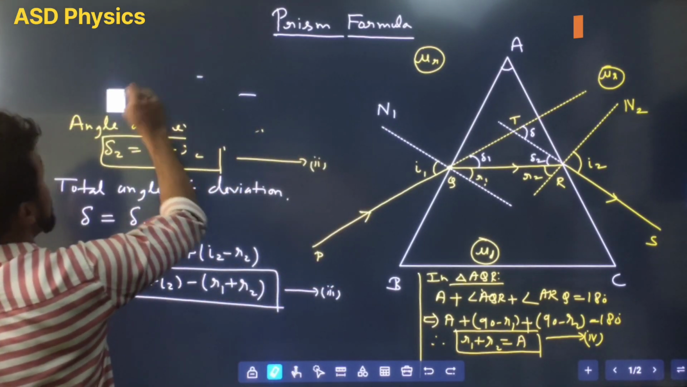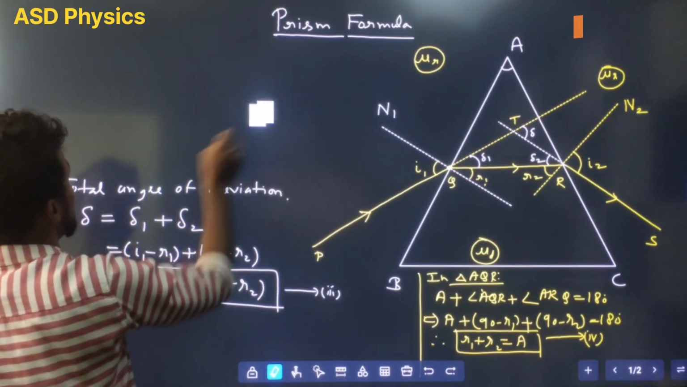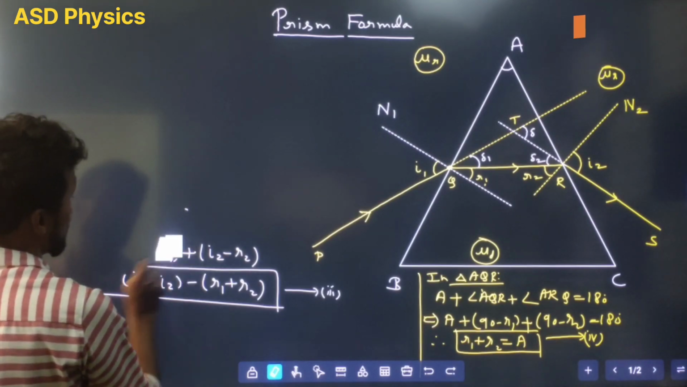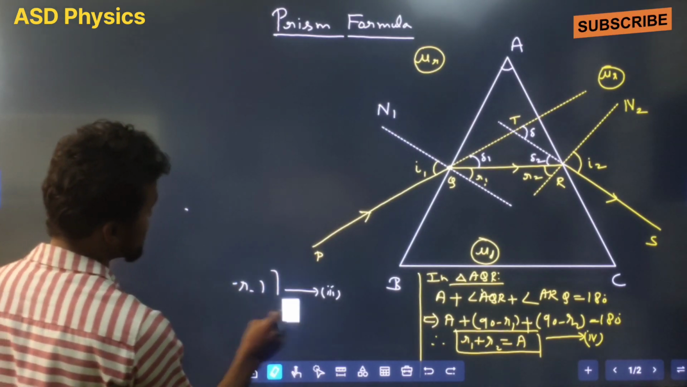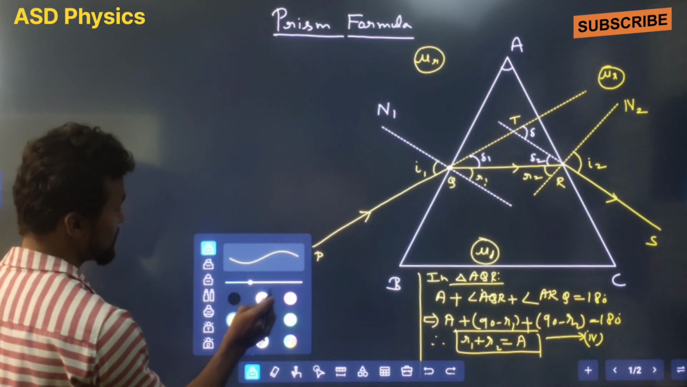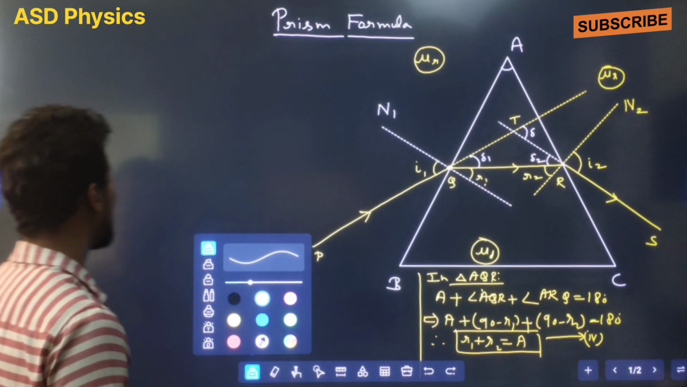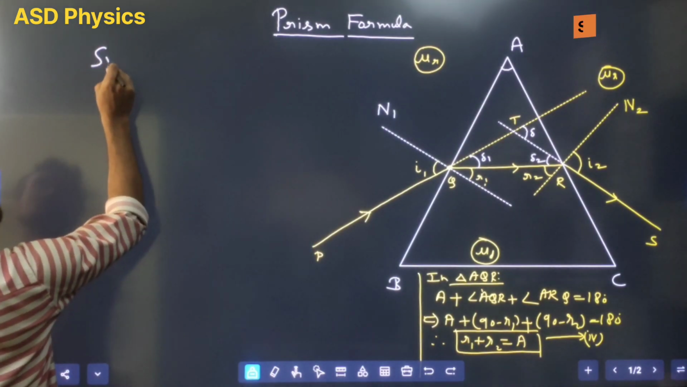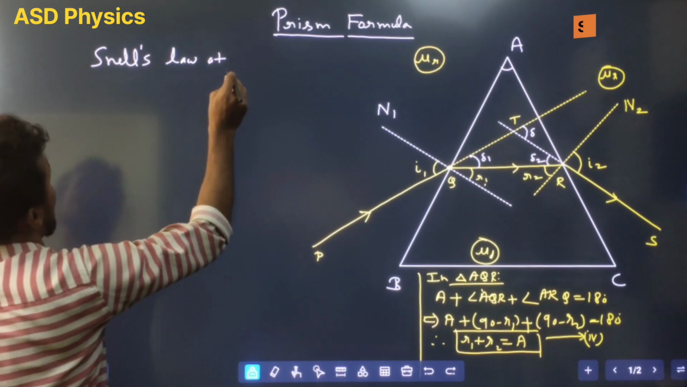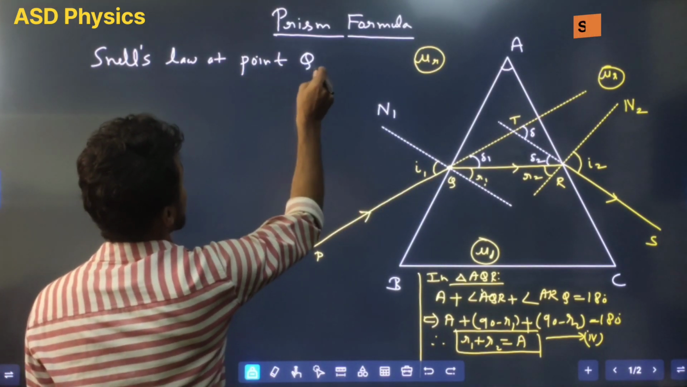Because now we have the diagram, we can do it very well. Just think what the angle of deviation condition is that we have seen, and after that Snell's law. Students, do you remember what Snell's law was? According to Snell's law, mu into sin theta will be constant. So let me write here Snell's law at point Q.